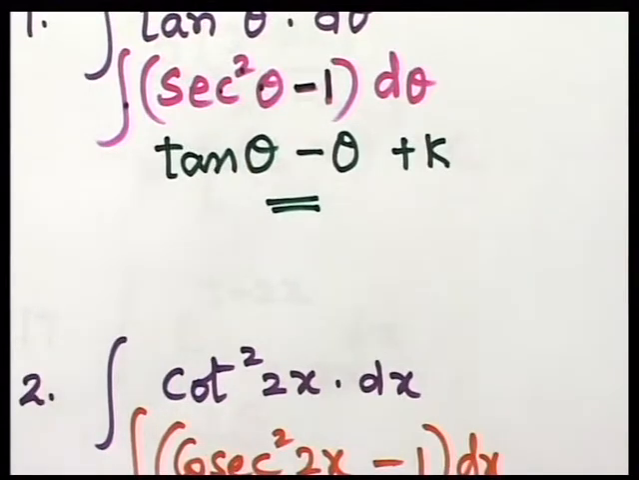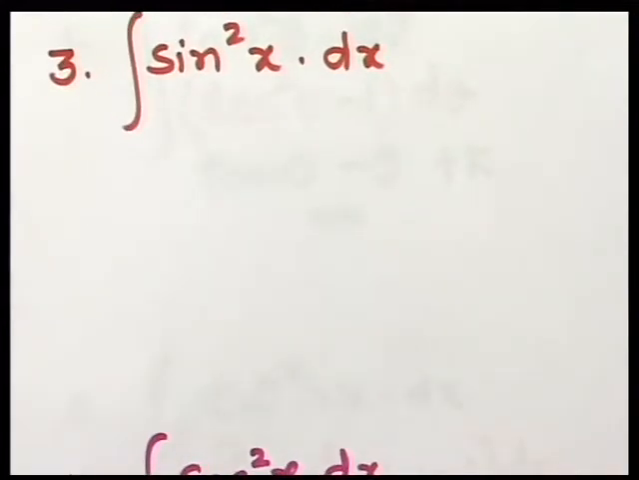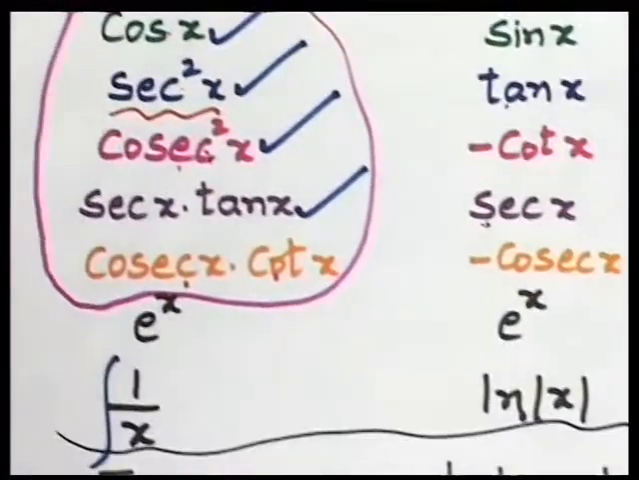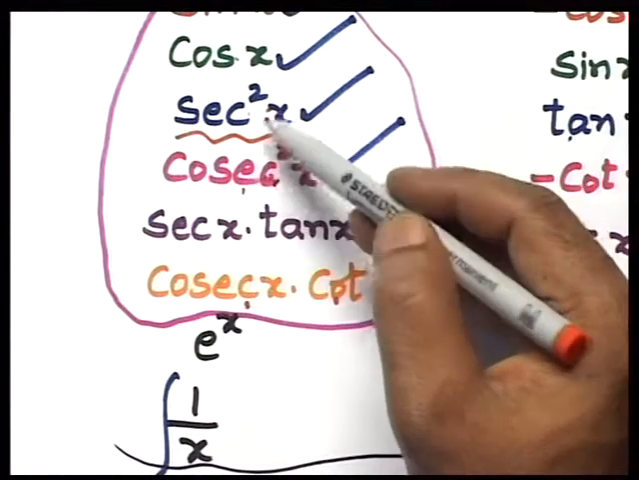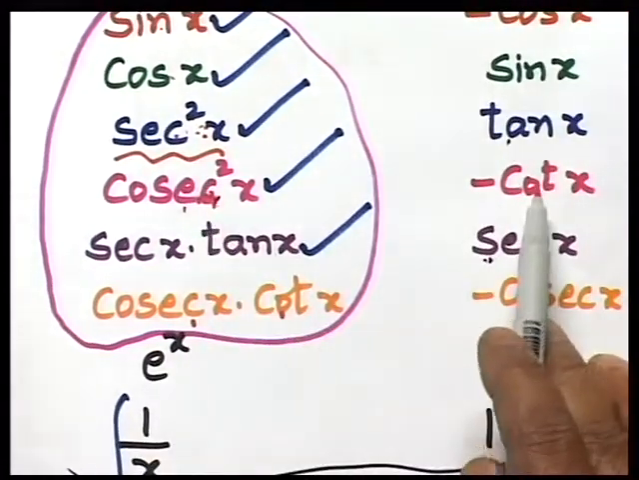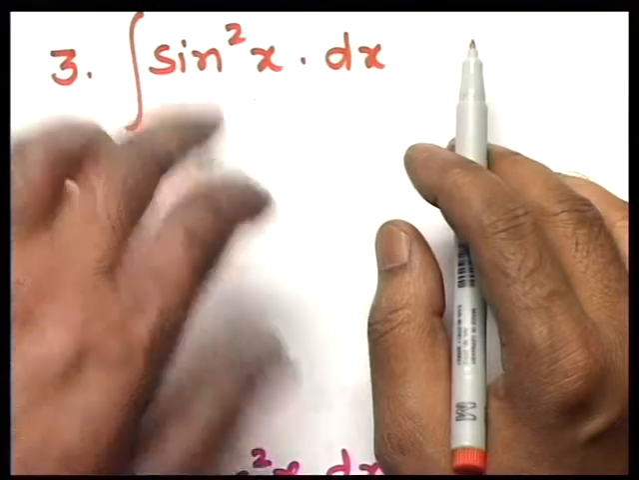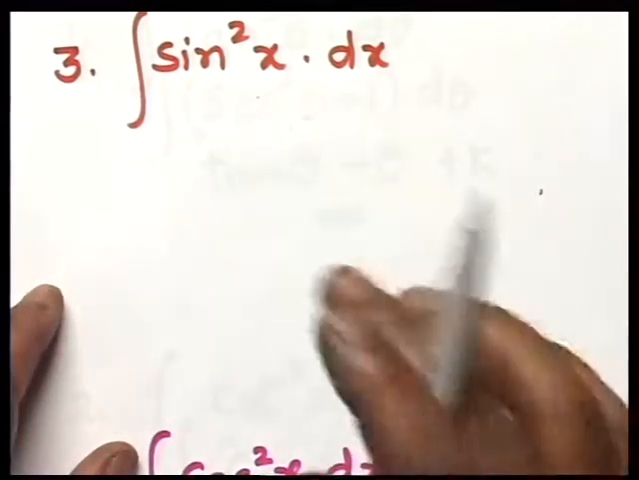The next two are very interesting ones. Integration of sine square. Now squares wise, as I said, we got only two squares in standard form. Sec square, we know the answer. Cosec square, we know the answer. But in standard form, we don't have the rest of the squares. So let's see how we do this.